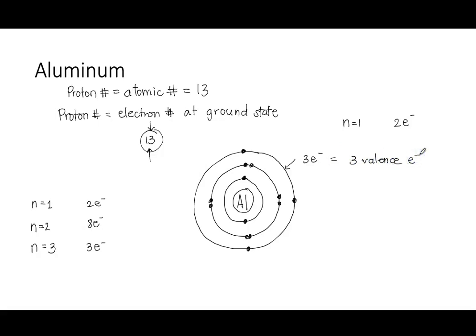Now, if you're looking for the kernel, all of the electrons other than those 3 on the outside will be your kernel. So that means it's this 2. If you count that, that will give you 10. So this is 10 electrons in total. So that means I have 10 kernel electrons.